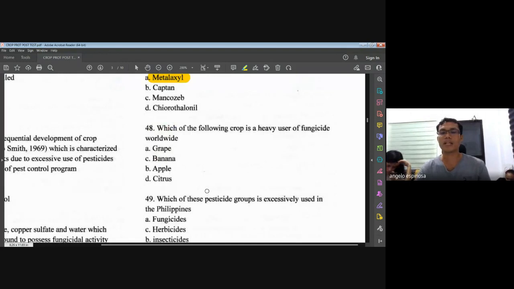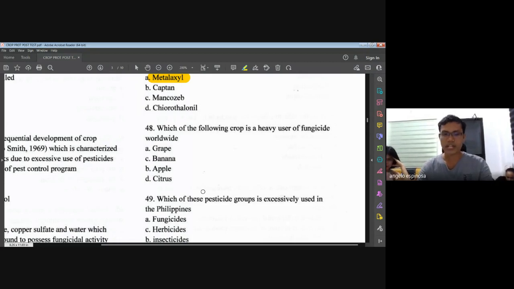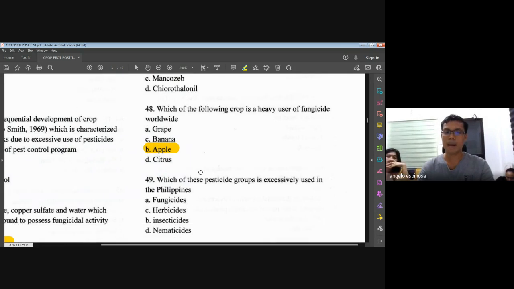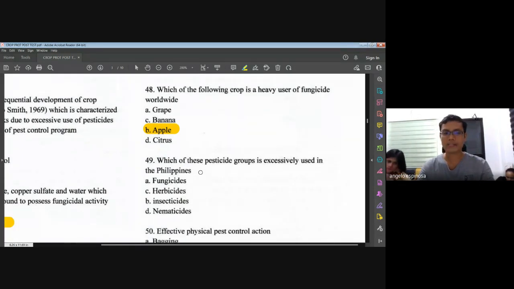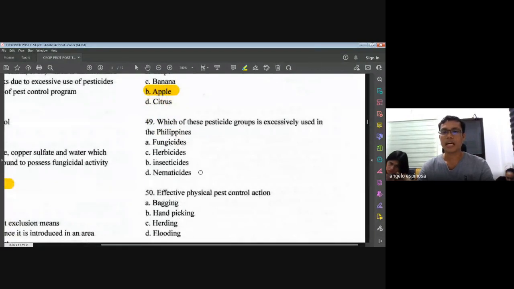Number 48, which of the following crops is a heavy user of fungicide worldwide? The correct answer is apple, that is letter B. Number 49, which of these pesticide groups is excessively used in the Philippines? The correct answer is letter B, the most used, that is insecticides.